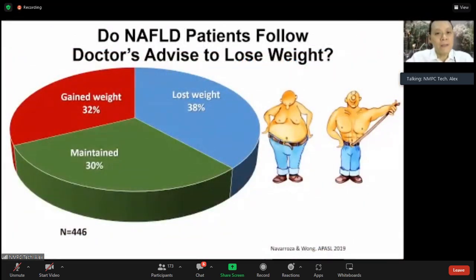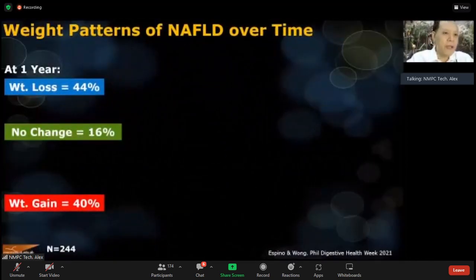Now, do our patients follow our advice? Unfortunately, you can see in this slide, the answer is no. Only about 40% will lose weight, and a full third of our patients, or my patients, will actually gain weight instead of lose weight. So very hard-headed in most patients.